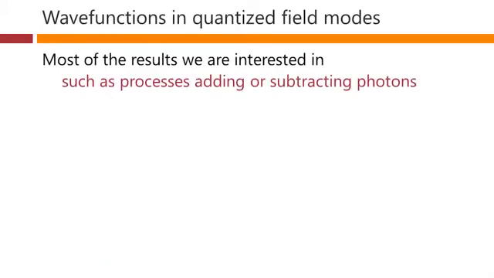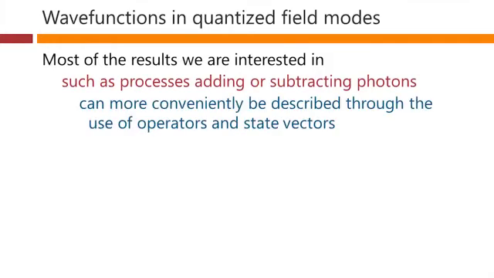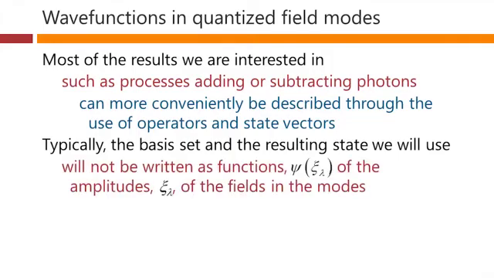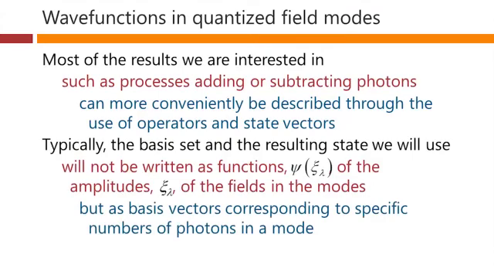Most of the results we're interested in, such as processes adding or subtracting photons, can more conveniently be described through the use of operators and state vectors. Typically, the basis set we work with and the resulting state we will use will not be written as these functions, ψ of ξ_λ, of the amplitudes ξ_λ of the fields in the modes. But we'll write them instead as basis vectors corresponding to specific numbers of photons in a mode. That is, we're much more likely to use these kinds of states and this kind of notation. Either one of these would do.